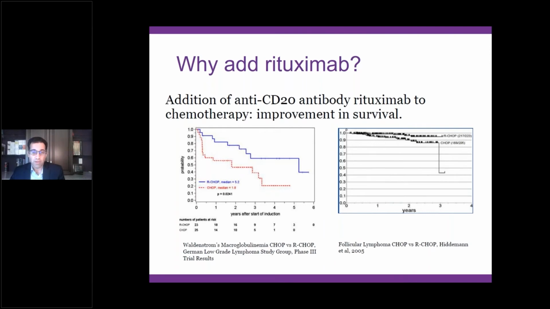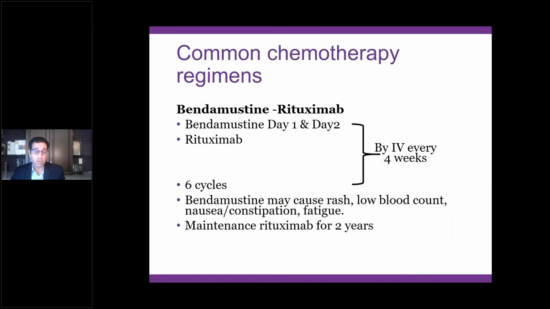For follicular lymphoma, if the patient starts to need a treatment, one of the most recent and a good option for the patient is bendamustine rituximab, a combination of chemotherapy and monoclonal antibody. We give bendamustine over 2 days, and we give rituximab on day 1, and we repeat this treatment every 4 weeks for 6 cycles. There are some side effects of bendamustine. It can cause some rash as well.